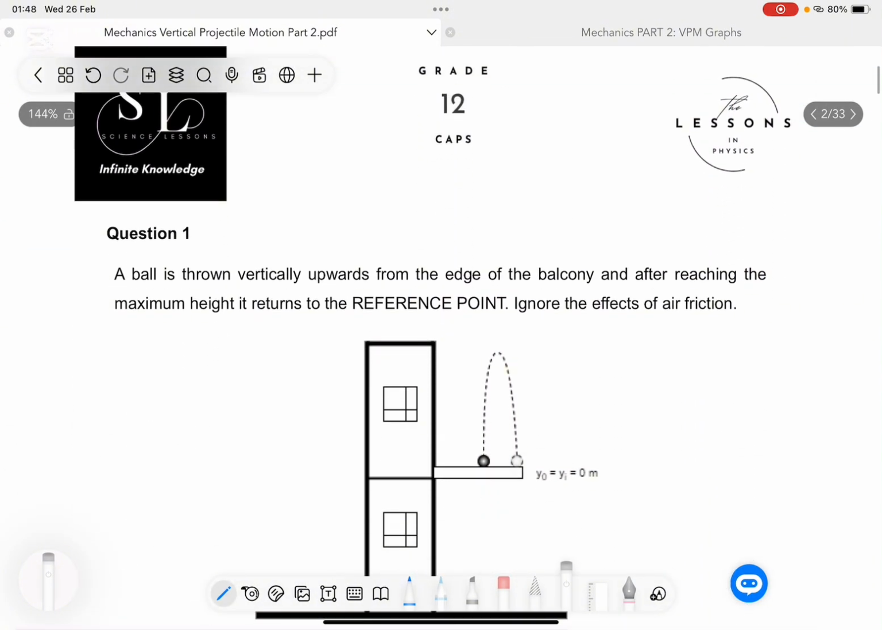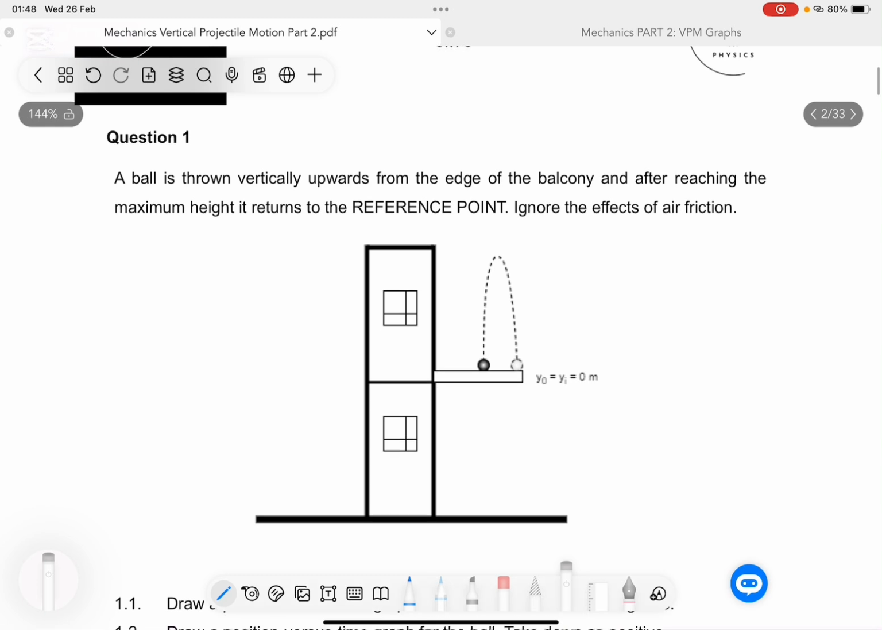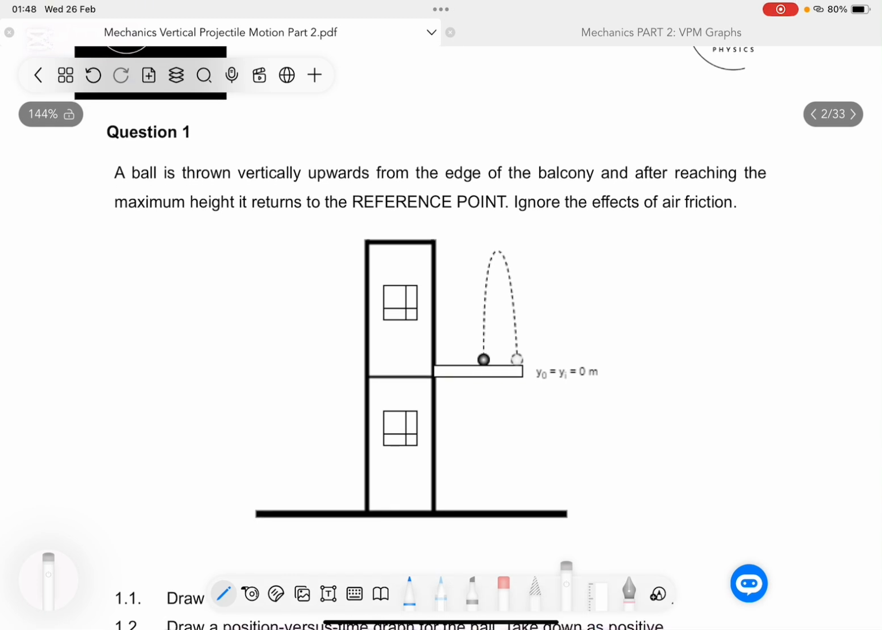We are going to do them in a form of problems where we provide methods or ways, step-by-step ways of how to sketch these graphs. Now this one would be question 1, which says to us that a ball is thrown vertically upwards from the edge of the balcony, and after reaching the maximum height, it returns to the reference point.